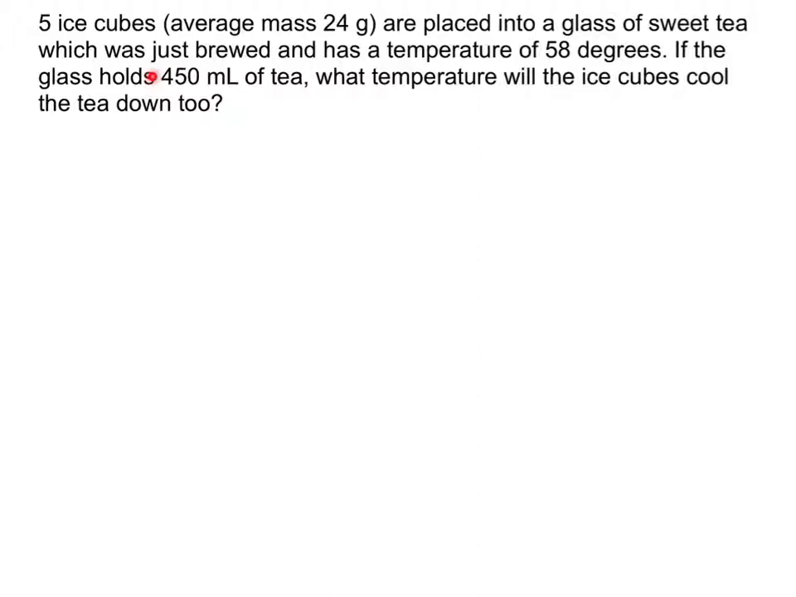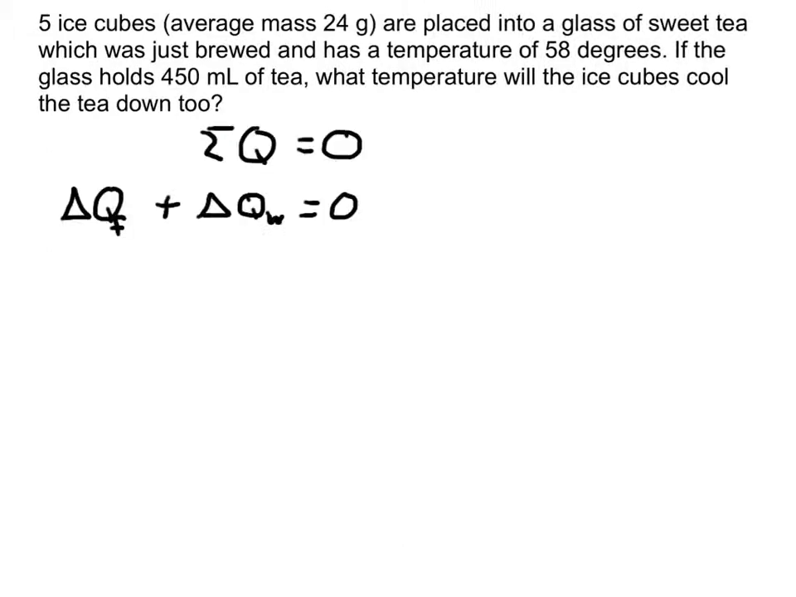We're going to consider sweet tea to be water because it pretty much is, so we use specific heat of water. It was brewed at 58 degrees. We want to know what is the final temperature of everything. So let's go ahead and start working that. So equilibrium problem, meaning that all my changes in thermal energies added up have to come out to equal 0.